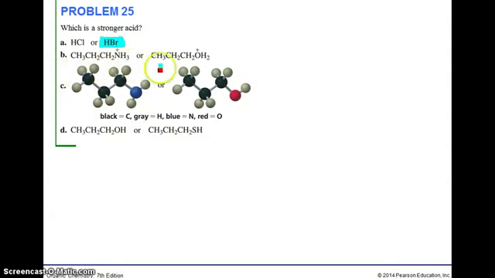For B, nitrogen and oxygen are very close in size. Therefore, the stronger acid will be the proton attached to the more electronegative atom. Now for C, we need to look for the differences. Blue is nitrogen, red is oxygen. So for the same reason, this is going to be the stronger acid. For D, just like we discussed in problem 24, propanethiol is going to be the stronger acid.